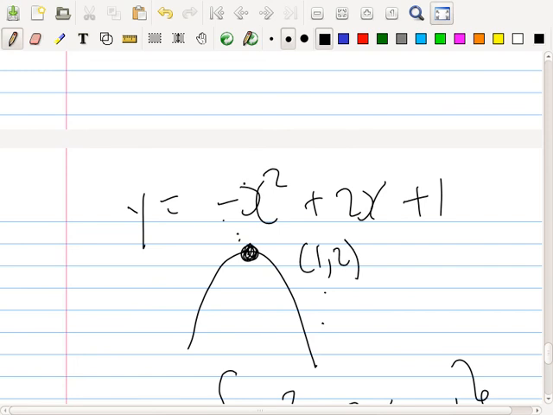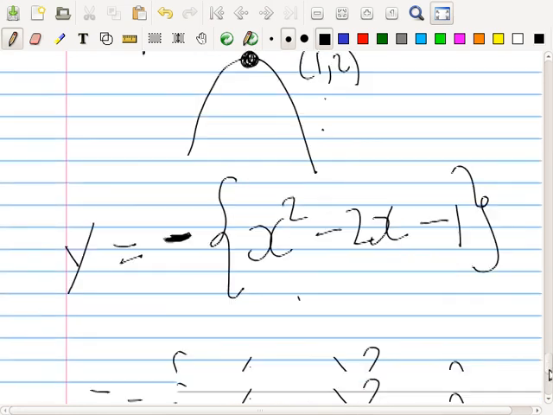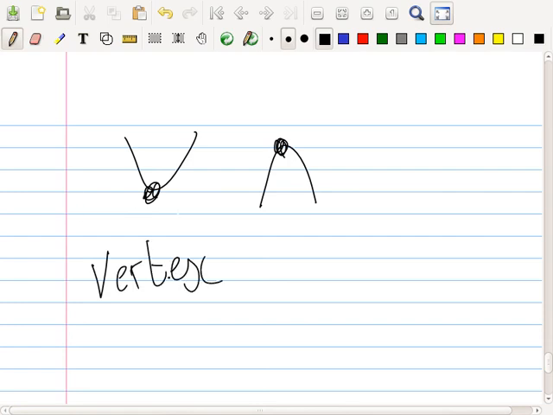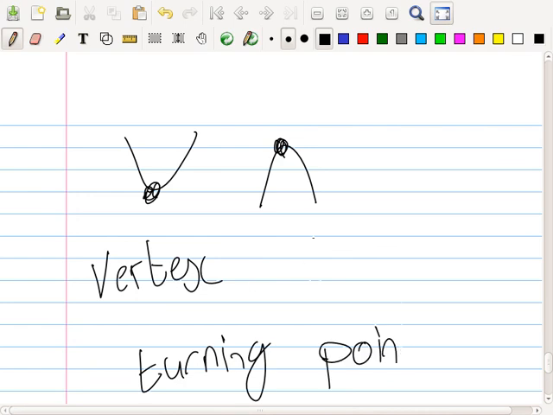There's a name for the maximum and the minimum. Does anybody know the name for this point, this point here and this point here? They're called vertex. Is this a new word? Yes? Okay, so write that down. It's called a vertex, or another name, turning point. Both are called vertex or turning point. It means the point that's on the top or on the bottom.